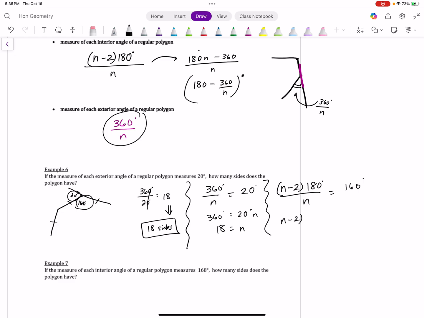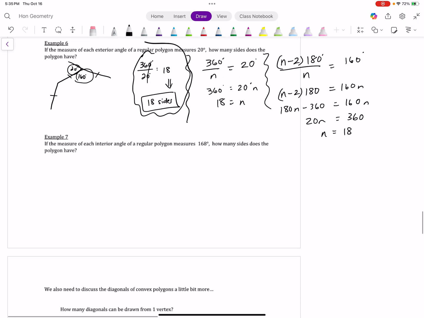That gets me n minus 2 times 180 is 160n. So this gets me 180n minus 360 makes 160n. There's going to be 20n is 360. n is 18. Why in the world you wouldn't do this, I don't understand. So my guess is you're going to do that. Let's see what we got on example 7.